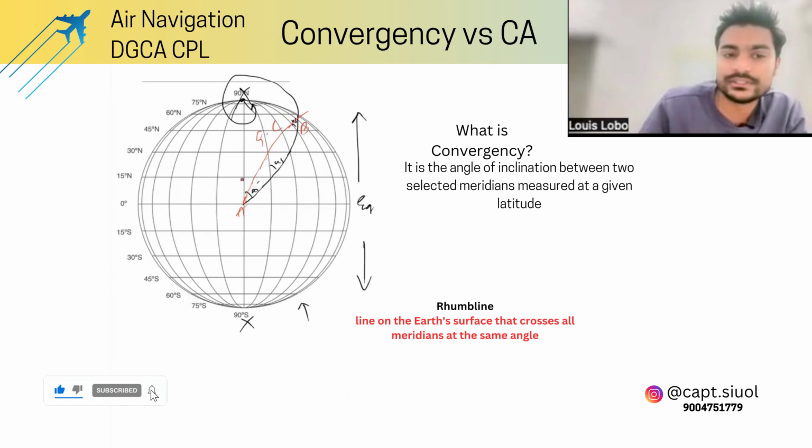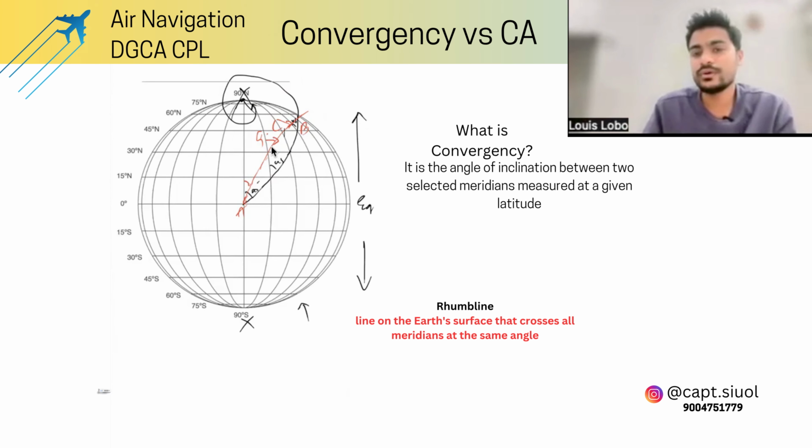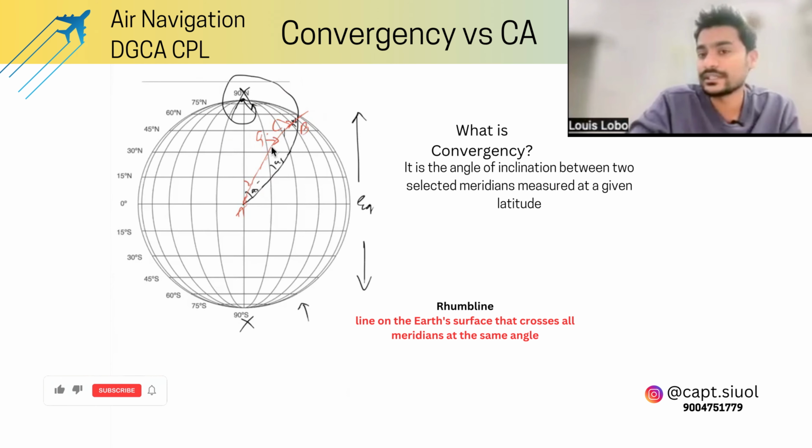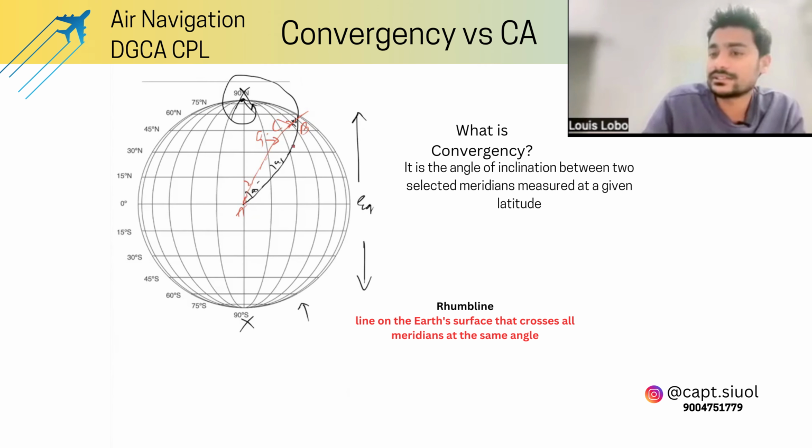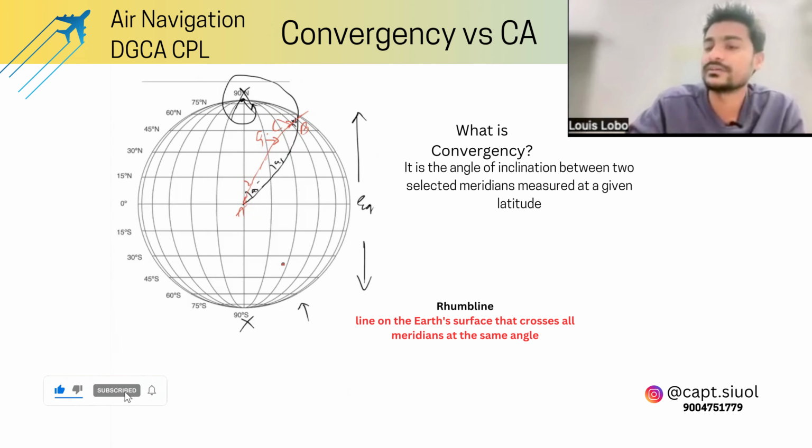Now in this, notice the directions. Over here, the direction is slightly less. Now over here, if you notice, the direction is increasing. At this meridian, it has increased much more. So a great circle does not fly a constant direction. The main function is to take the shortest possible route. Now, how much to change the direction or the heading in a great circle? That is why we have convergency. Convergency helps us in that.